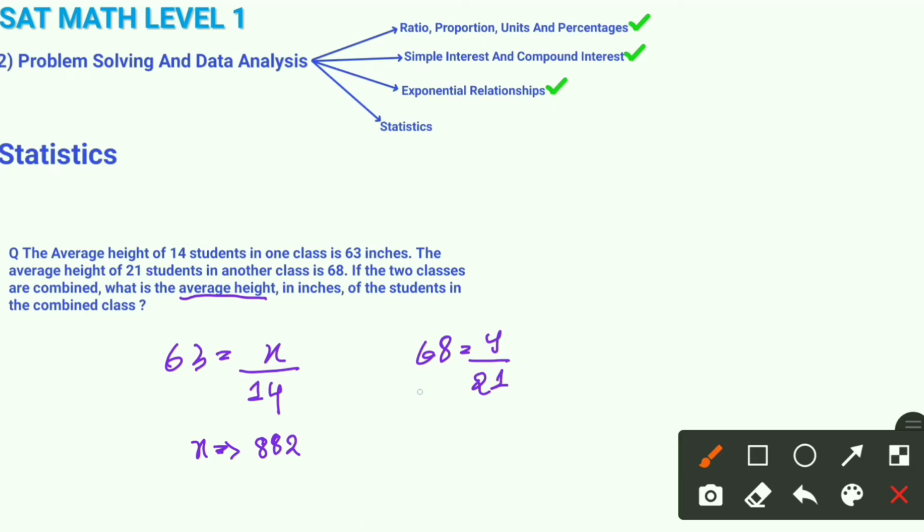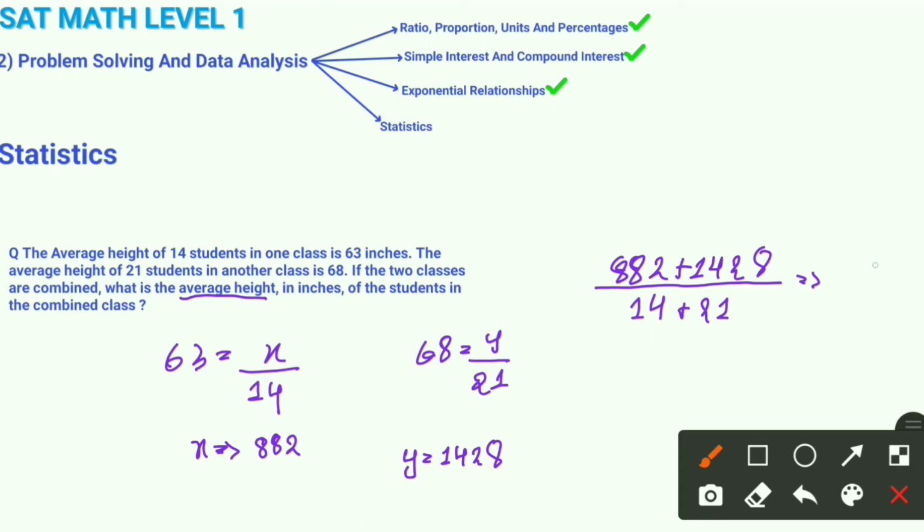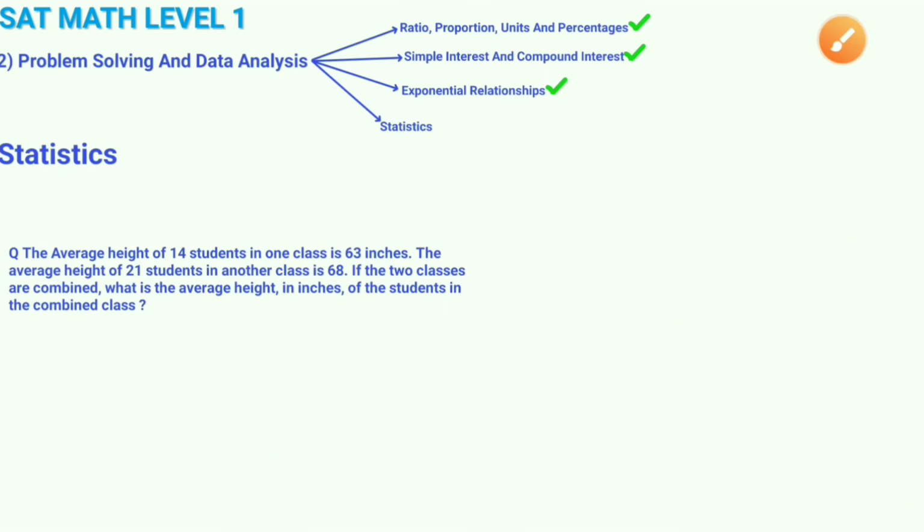And as for the second one, 1428. Okay, we add them up. And 14 plus 21, and we will get, using a calculator, the answer. Because for the combined class, if the two classes are combined, what's the average height? So the answer is 66.